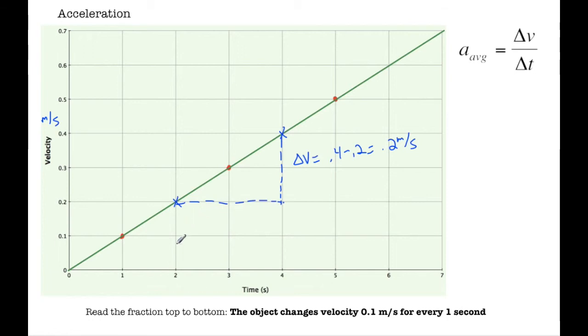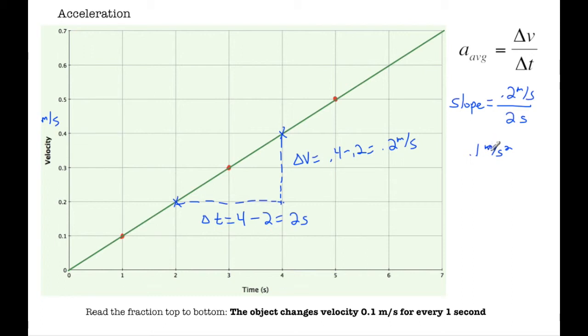And if I do the same thing, the run is going to be a change in time. I have a final time of 4 seconds, an initial time here of 2 seconds. So I end up with a change in time of 2 seconds. So now if I find the slope, being rise over run, it's 0.2 meters per second divided by 2 seconds, which ends up being 0.1 meters per second squared.